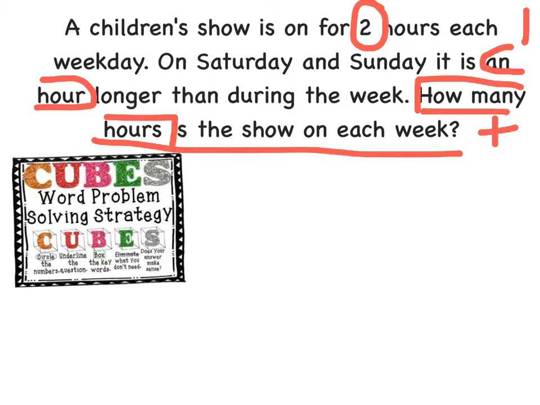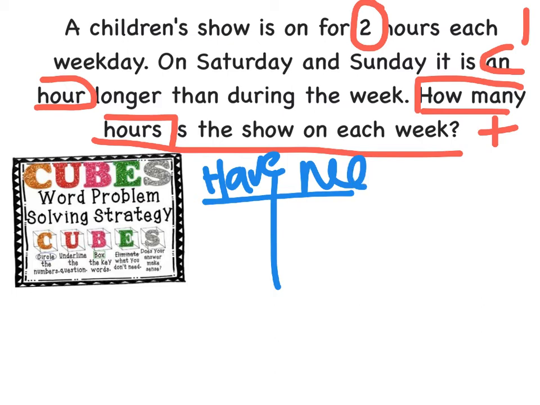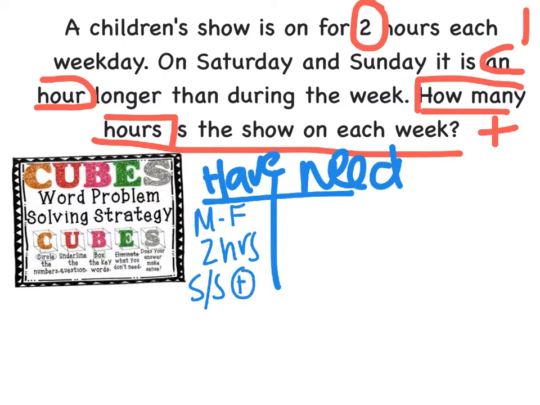I'm going to do both here so that you can see what I'm talking about. I want to know what I have in terms of information and what I need. This is really messy, sorry. So I know that for the weekdays, which would be Monday through Friday, it's on for 2 hours. And then I know that Saturday and Sunday, it's on for an additional hour. And I need to know the total for Monday through Sunday.